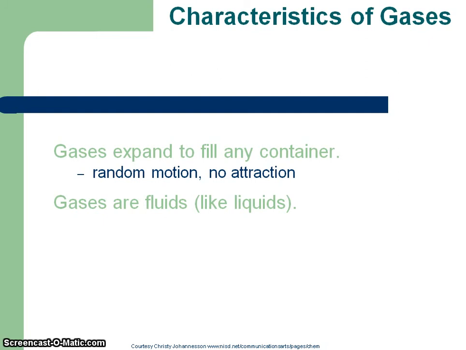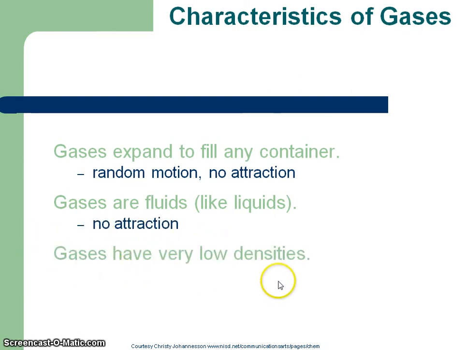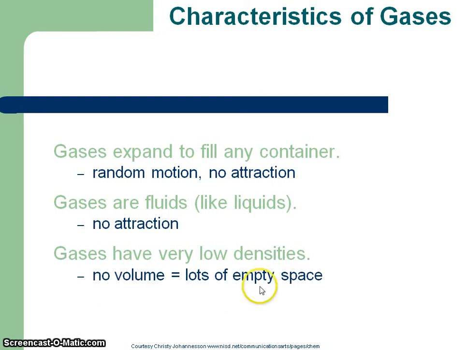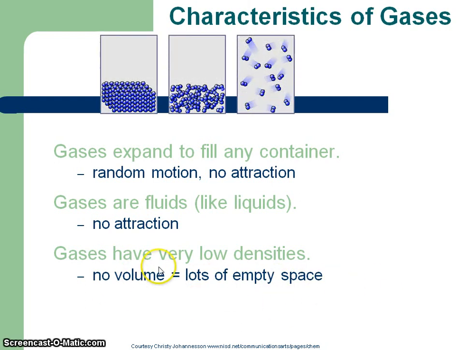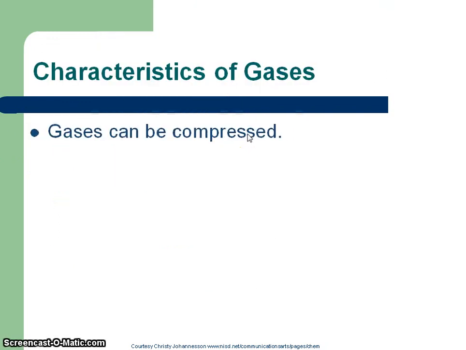If you'll remember from our demonstrations that we did in November, when we poured the gas of that chemical down the ramp, and then the ramp caught fire. Do you remember that? Okay. That's because gases are like fluid. They will flow. They have no attraction. Gases have very low density, no volume, lots of empty space compared to the volume that they do take up. So solid, liquid, and gas, very far apart. Some of the characteristics of gases.